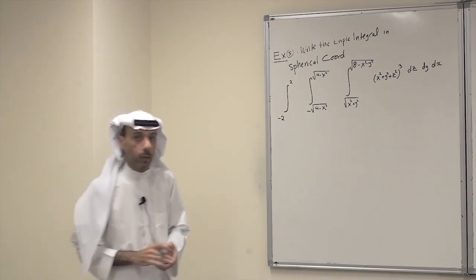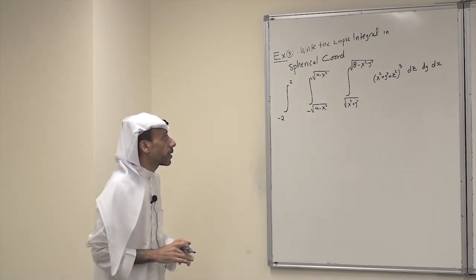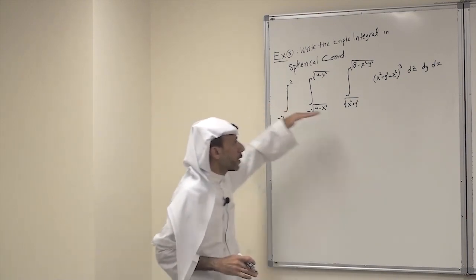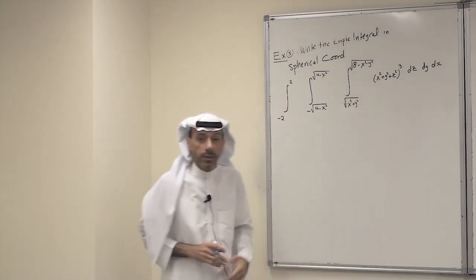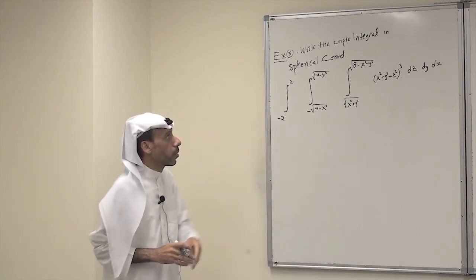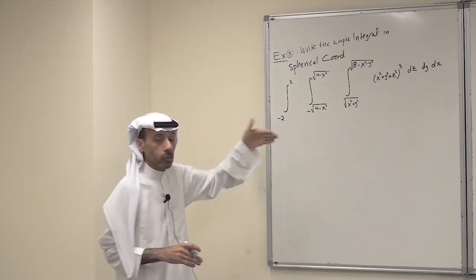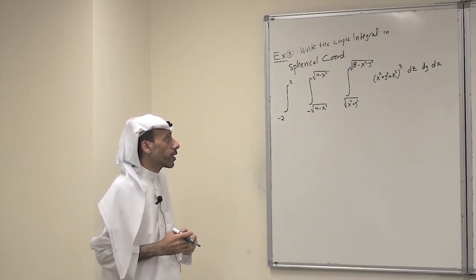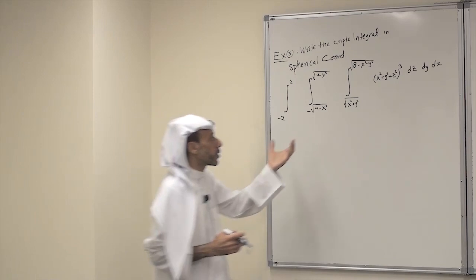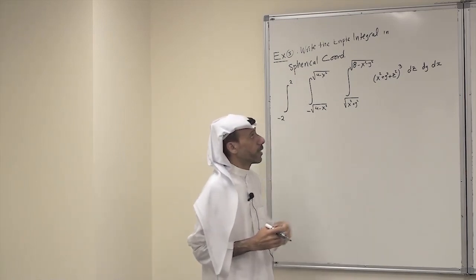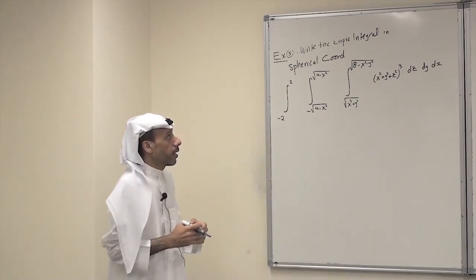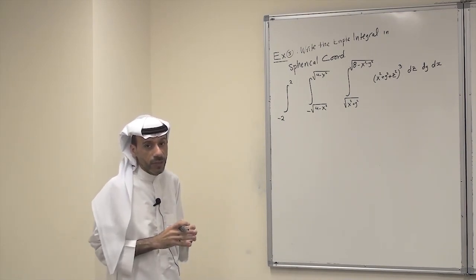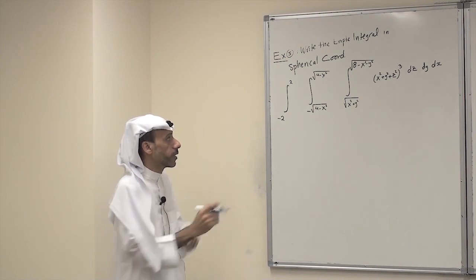We consider now the following problem. Write the triple integral in spherical coordinates. We have a triple integral in rectangular coordinates, and we need to change it to a triple integral in spherical coordinates. For that we first have to describe the solid, what is the solid of the integral, then describe it in spherical coordinates. So what is the solid in this problem?